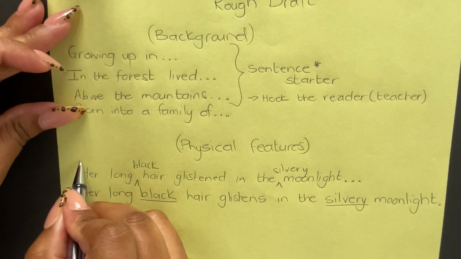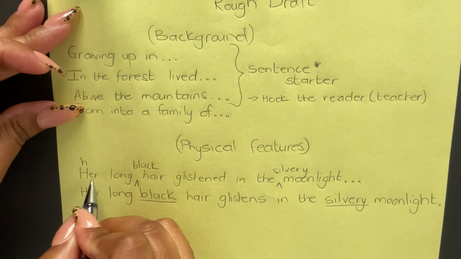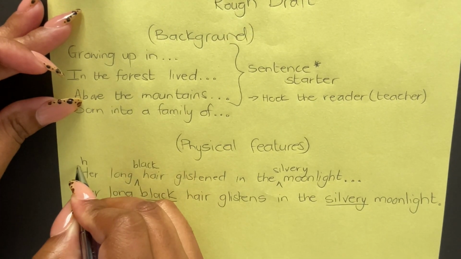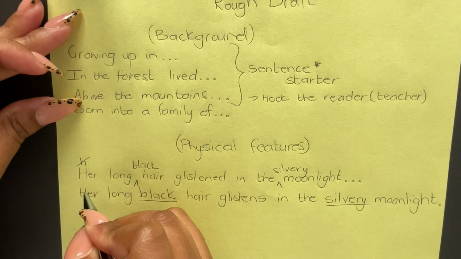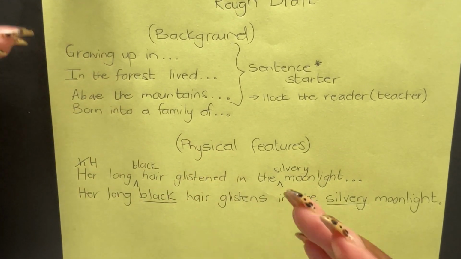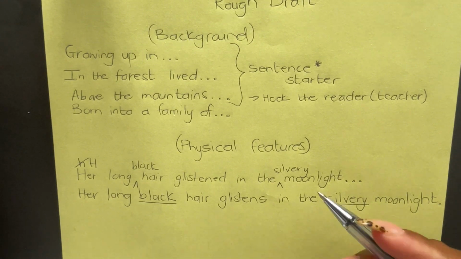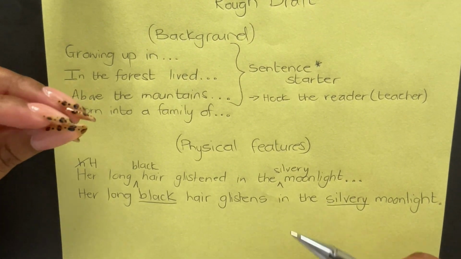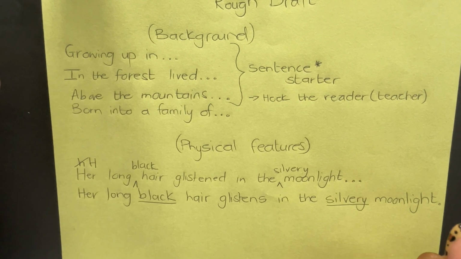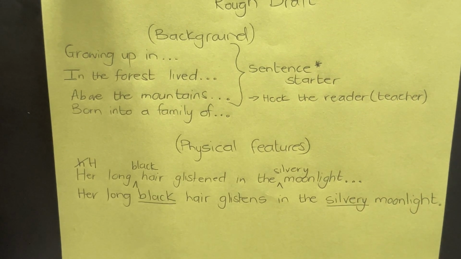So say for an example, you had written her with a small letter instead of a capital letter. Then you would have just drawn a line through and then write the capital letter H. This is a way to show your teacher that you have gone back, you've read your work, and you are now editing some of the mistakes that you have made.